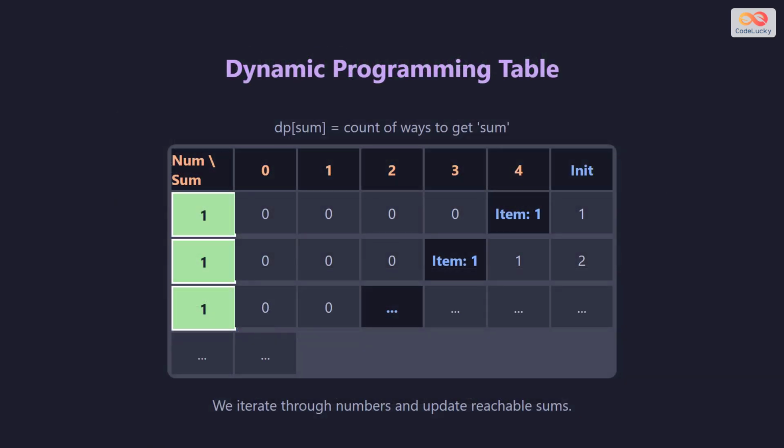Now we can build a dynamic programming table. The rows represent the numbers we have available, and the columns represent every possible sum from 0 up to our new target. We fill the cells by counting how many ways we can reach that specific sum.